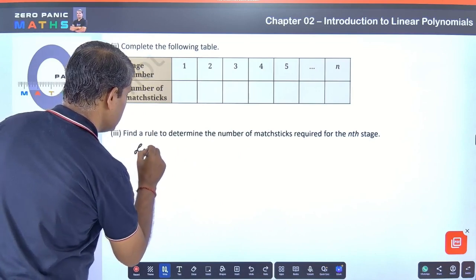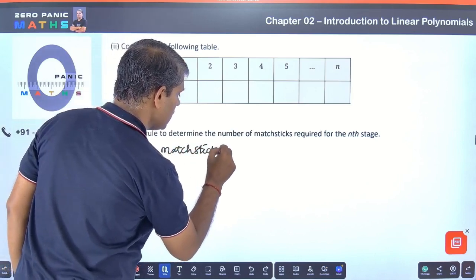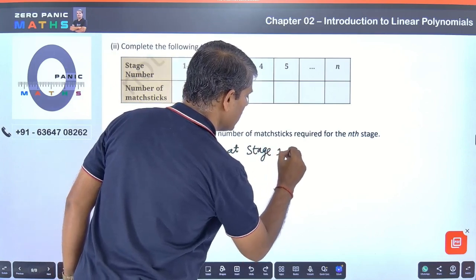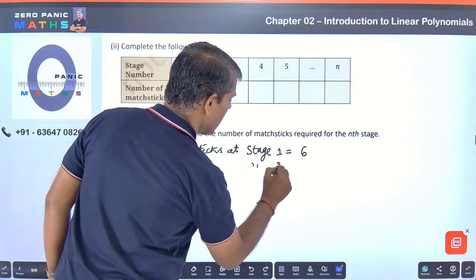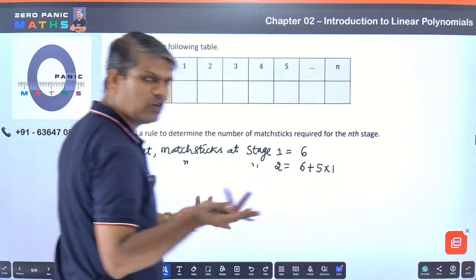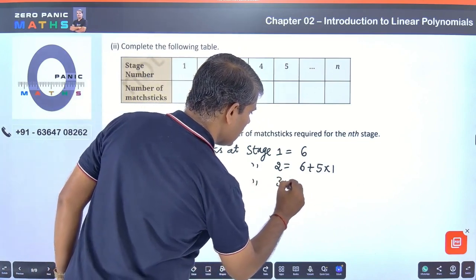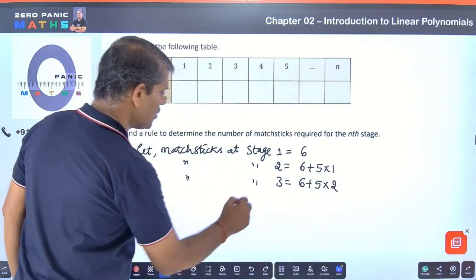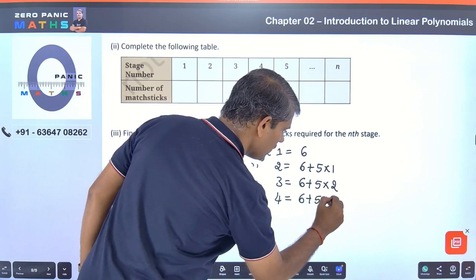Let the matchsticks at stage 1 be equal to 6, correct? Now similarly we know that at stage 2 it is 6 plus 5 into 1. I can say 5 into 1 is 5 only. And then continuing this way, at stage 3 we know that already it is 6 plus 5 into 2 times, right? And at stage 4 we already know that also.